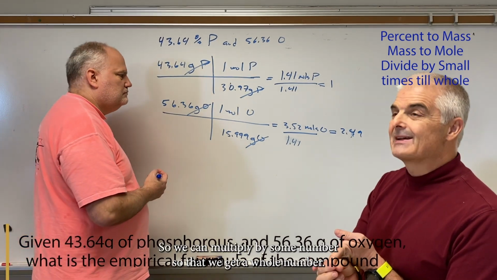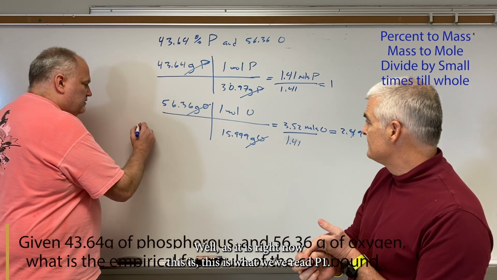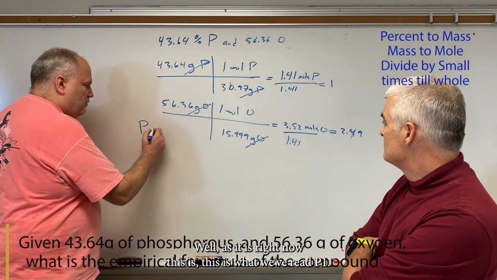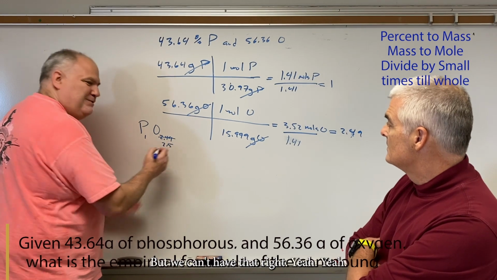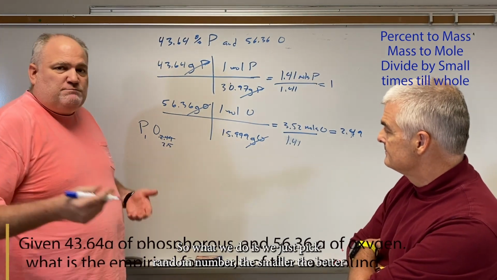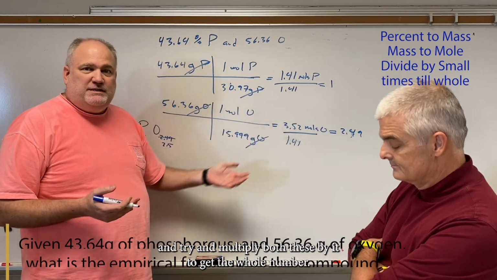Now this is the one that gives you trouble, and then we say times till whole. So we can multiply by some number so that we get a whole number. So how do we do that? Well, as it is right now, this is what we've written: P1 O2.49, or we can even round it to 2.5. But we can't have that, right? So what we do is we're going to just pick random numbers, the smaller the better, and try and multiply both of these by it to get to a whole number.